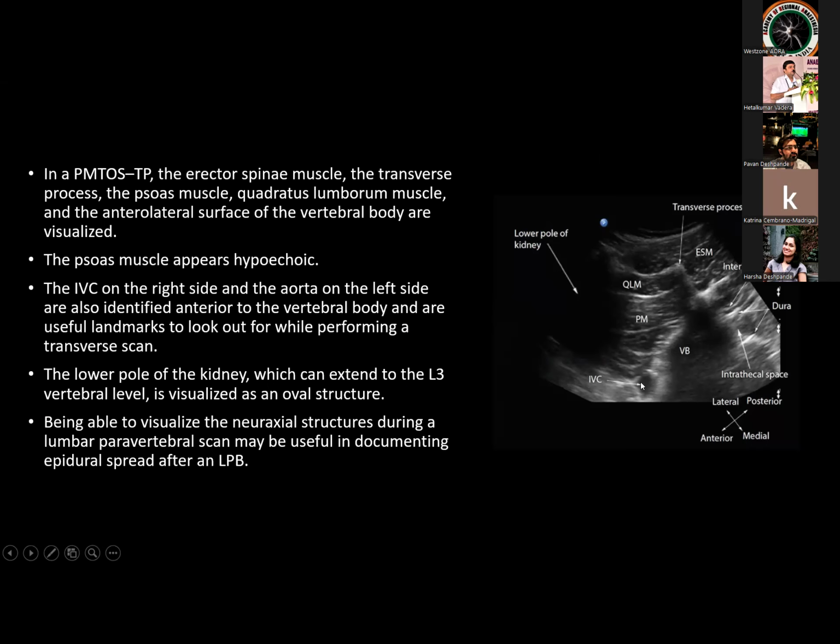The IVC on the right side and the aorta on the left side can also be visible at depth. The lower pole of the kidney, which can extend from the L3 vertebral level, is also visualized. It is important to visualize these neighboring structures during the lumbar paravertebral scan. It may be useful in documenting the epidural spread after a lumbar plexus block.